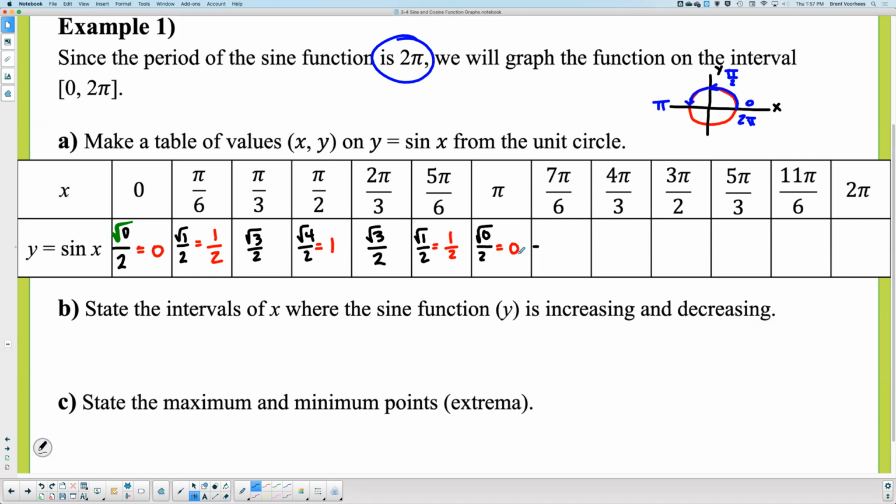7 pi over 6. Which finger is the pi over 6 finger? Bend your ring, flip your hand. How many y's do you have there? 1. So it's the square root of 1 divided by 2. Can that reduce? Say yes. What does it reduce to? Negative 1/2. Great.